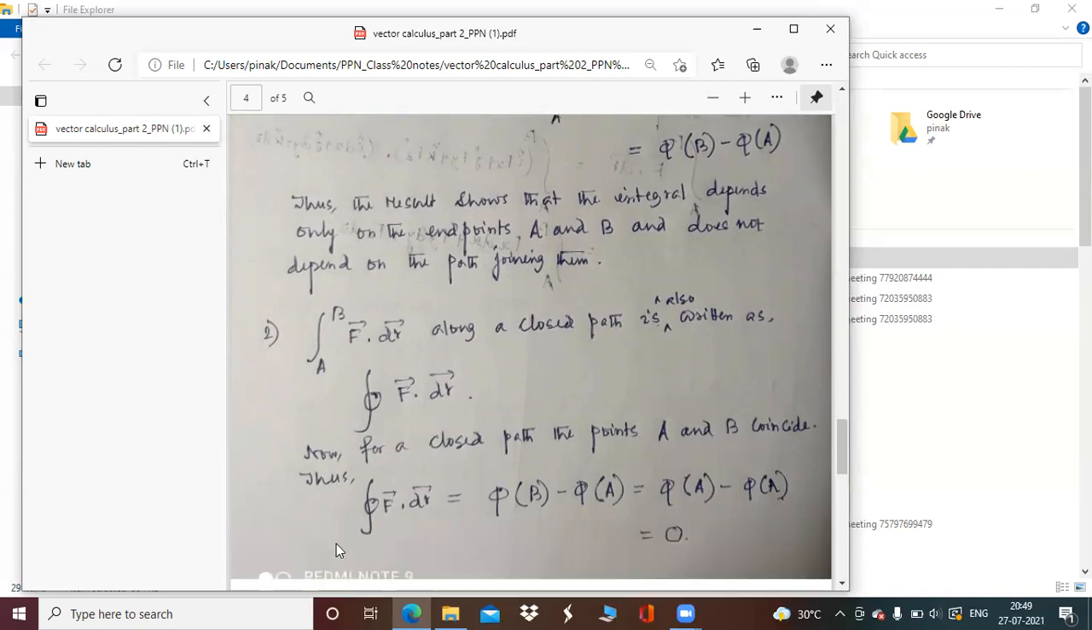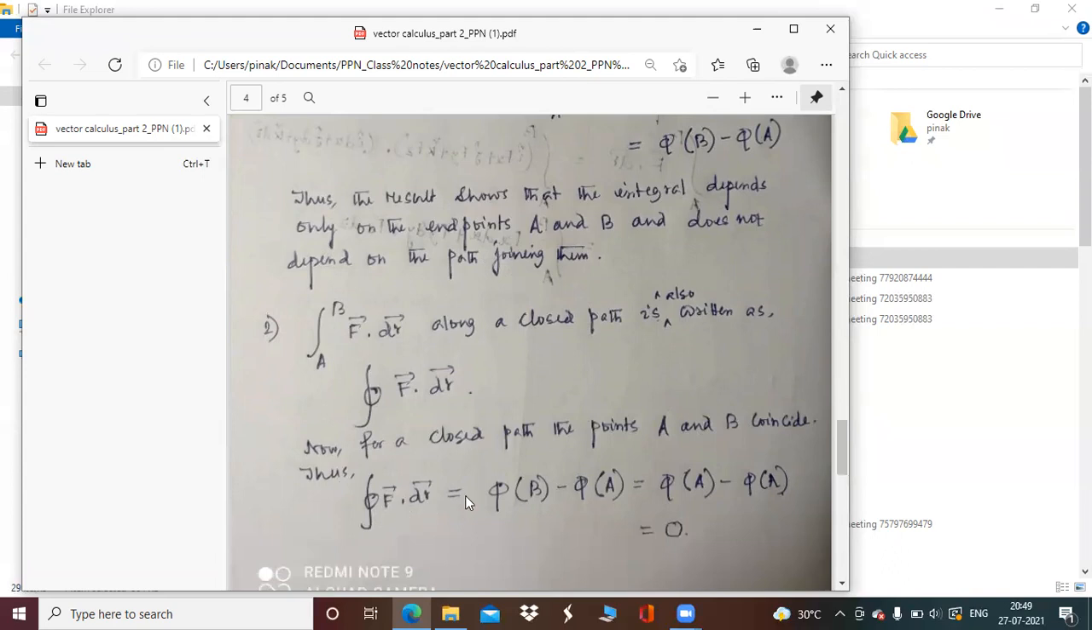Thus for the closed line integral of f bar dot dr bar, as we know by this time, the result of this integration is equal to phi of b minus phi of a. So you can write it as phi of b minus phi of a. But since the path is a closed path, a is equal to b. So you can write it as phi of a minus phi of a, and this is equal to 0. So here is the proof. So the integration of f bar dot dr bar along a closed path is equal to 0, where f bar is given by the gradient of a scalar quantity.